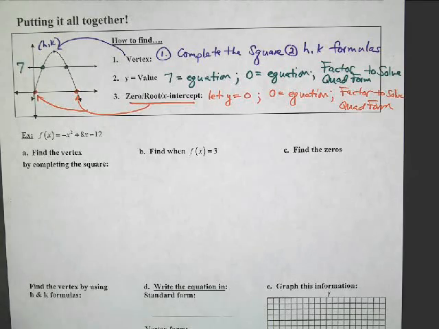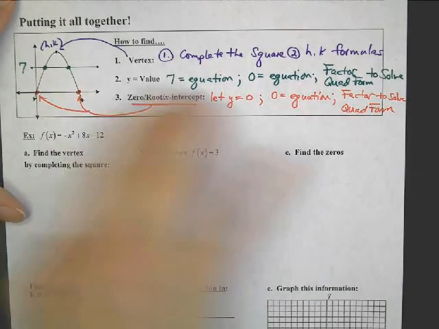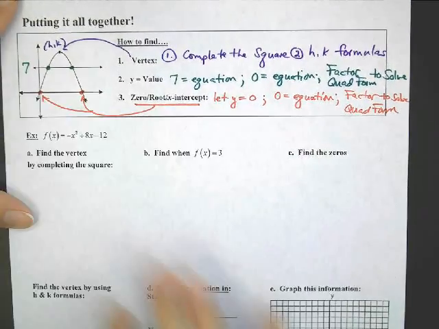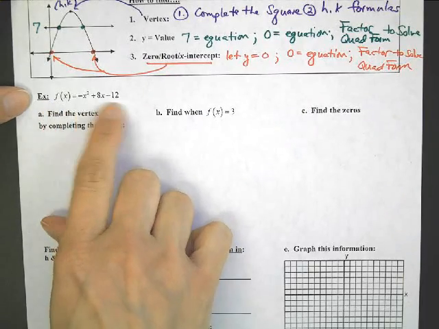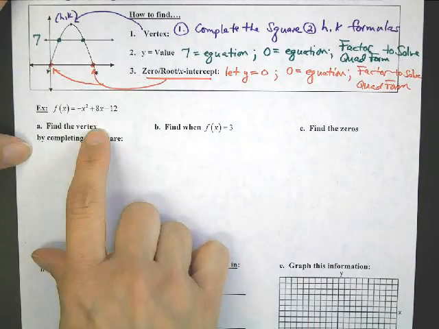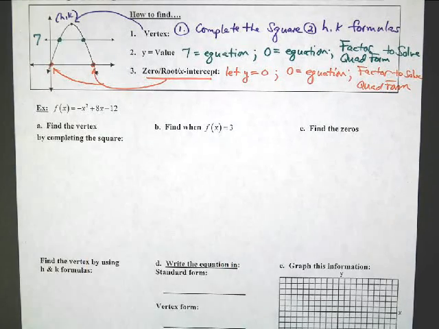Okay? So some people ask me, well, how do I know what I'm doing? Well, it depends on what you want to find. And a visual really helps with that. So for example, here's a quadratic equation. Let's find the vertex by completing the square. Okay, so this is review from yesterday.